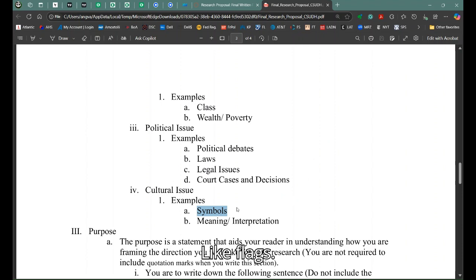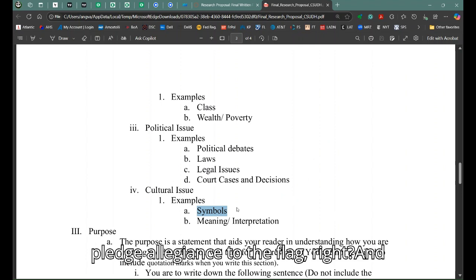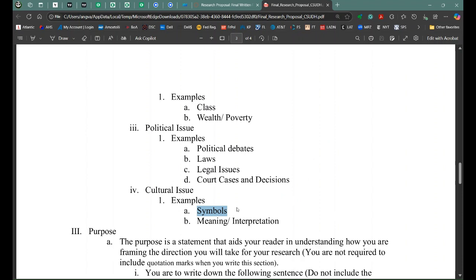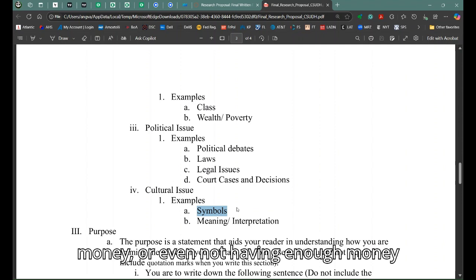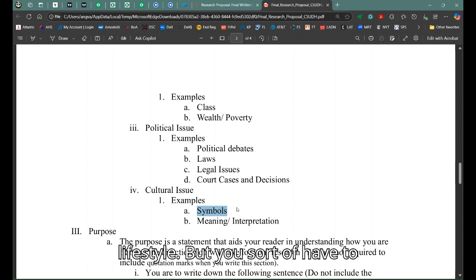Like flags. If you're a U.S. citizen, we are taught that you should be respectful to the flag. You pledge allegiance to the flag, right? And it's a powerful unifying symbol. But money can also be a symbol because money is a social status. It can determine a person's class. It could afford them a certain type of lifestyle if you have enough money, or even not having enough money could afford another type of lifestyle.